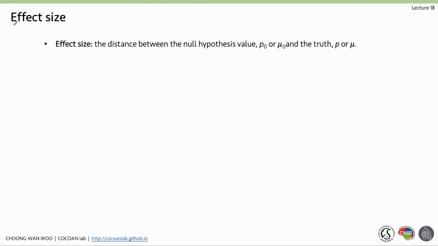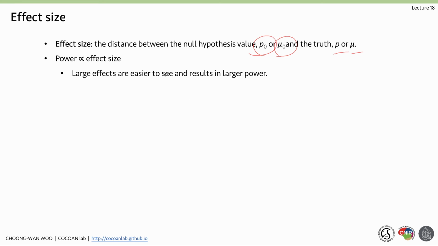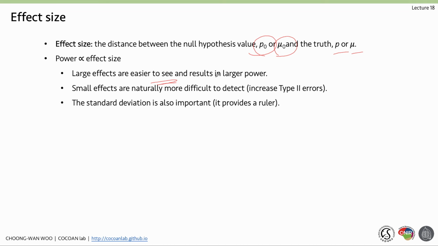There's another important concept, effect size. So the effect size is the distance between the null hypothesis value and the truth, p and mu. And power is proportional to effect size. So large effects are easier to see actually and result in larger power. And small effects are naturally more difficult to detect, right? And the standard deviation is also important. It provides a ruler. And effect magnitude and standard deviation is basically signal to noise ratio, right?